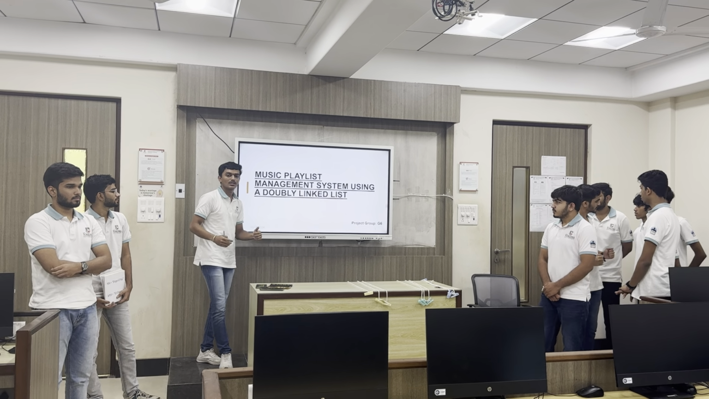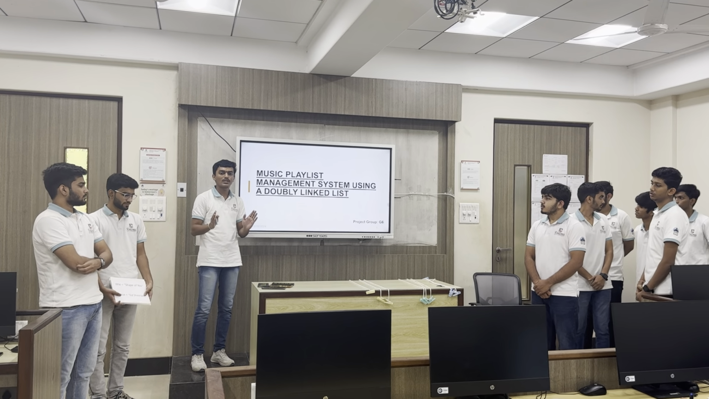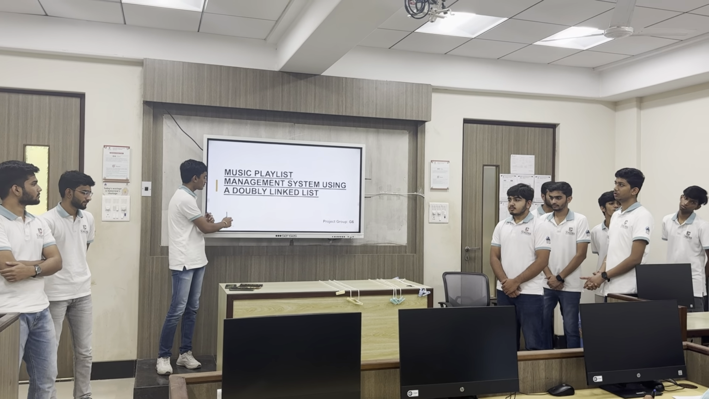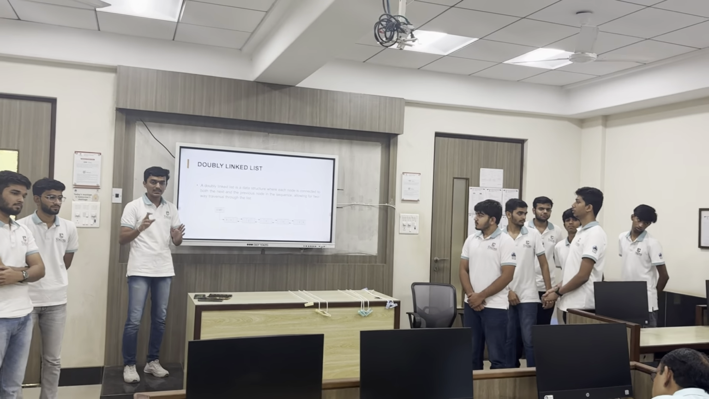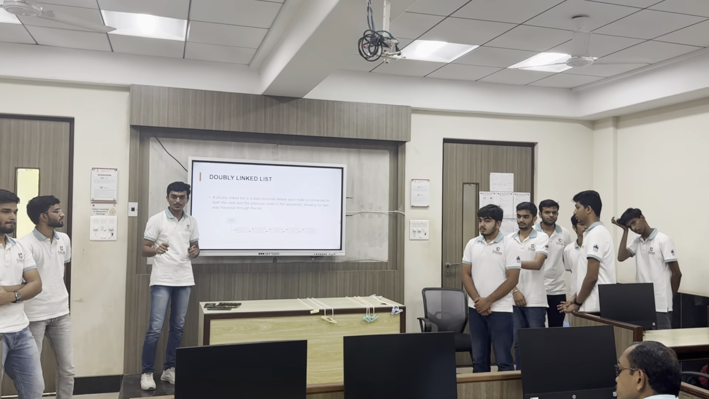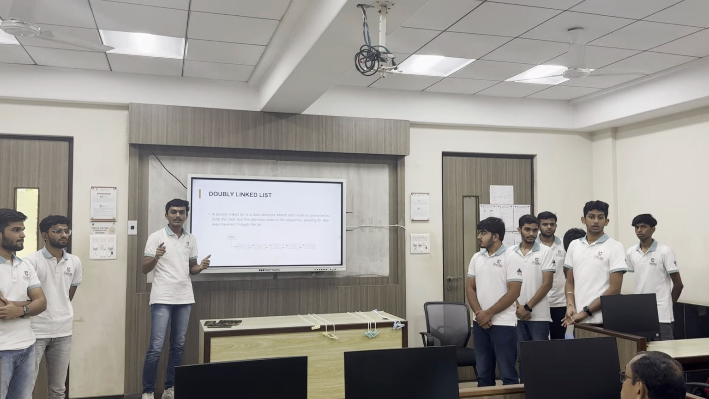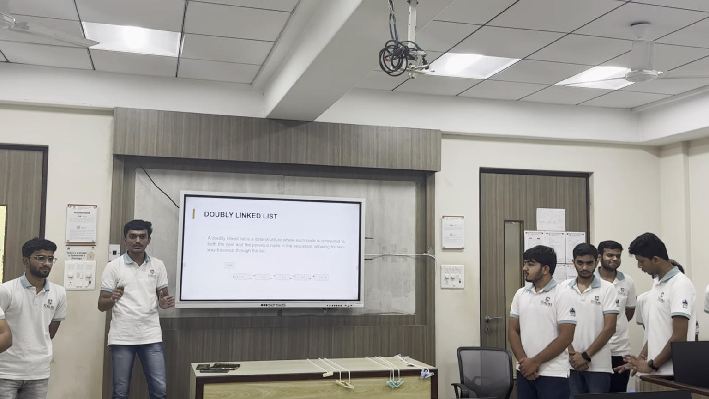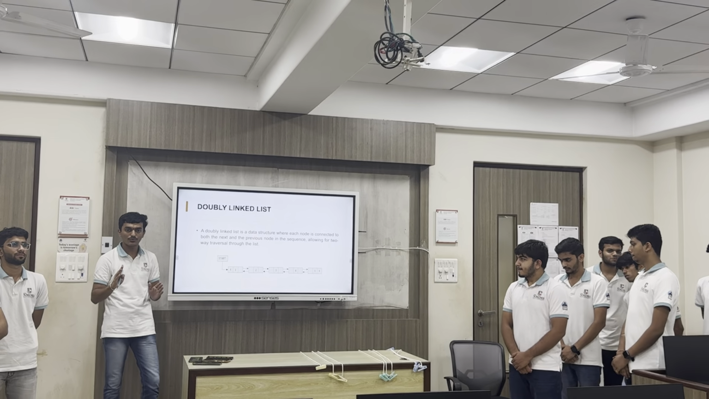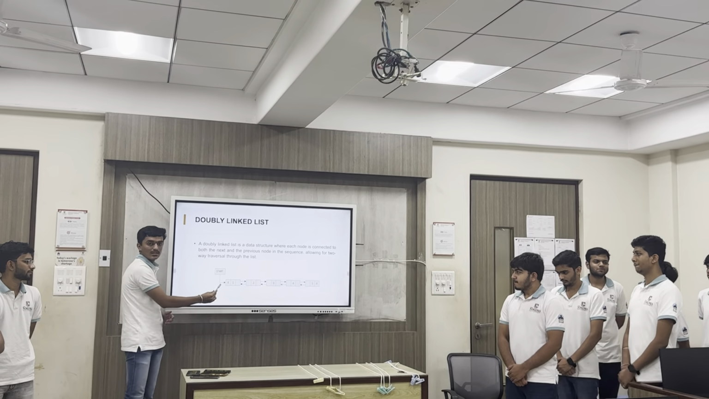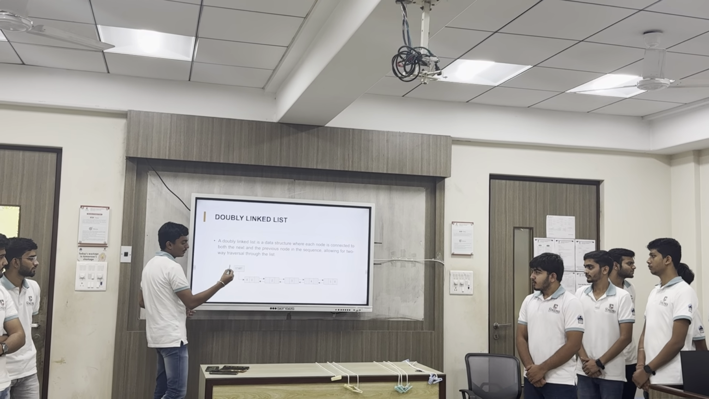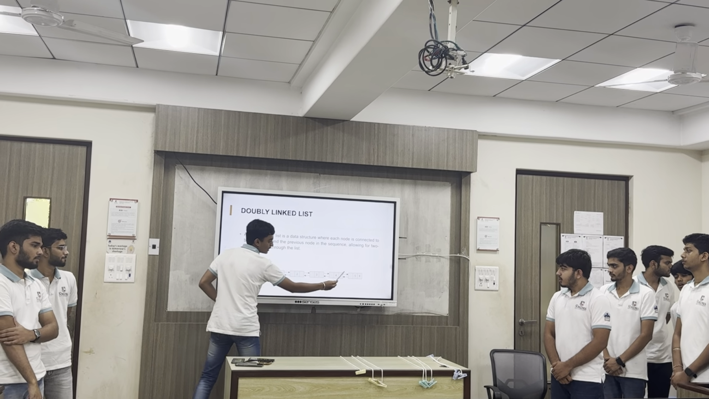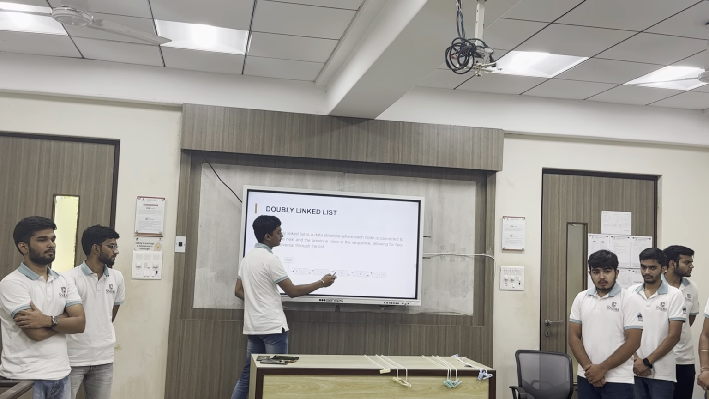So first let me start by explaining a brief about what a double linked list is and how it is going to help us in implementing a music playlist. A double linked list is a data structure which has two pointers, a previous pointer and a next pointer. It also contains a data field. Additionally, in every double linked list, there is a start pointer which always points to the first node of the list. Similarly, the previous pointer of the first node always points to null, and the next pointer of the last node always points to null.